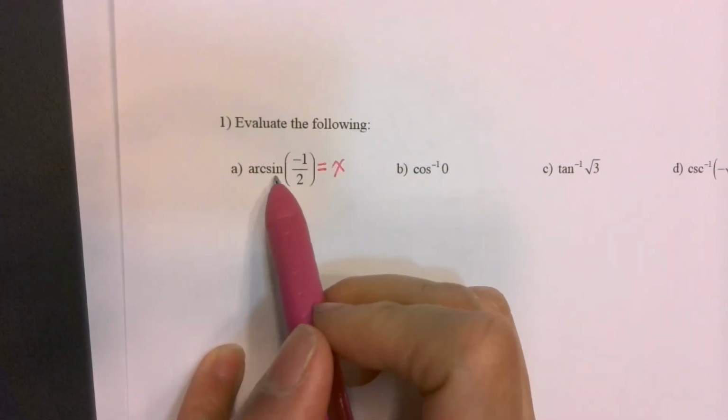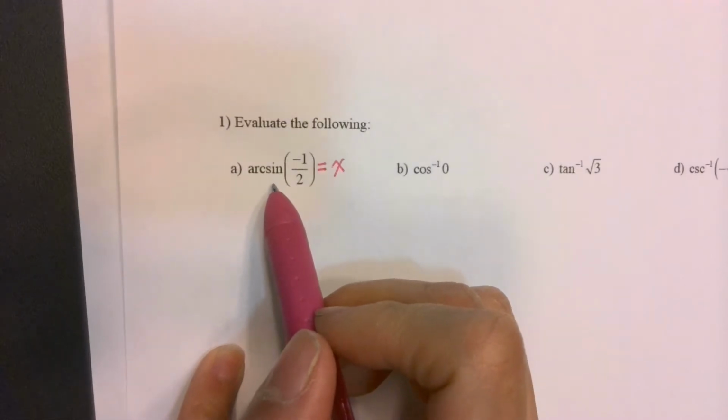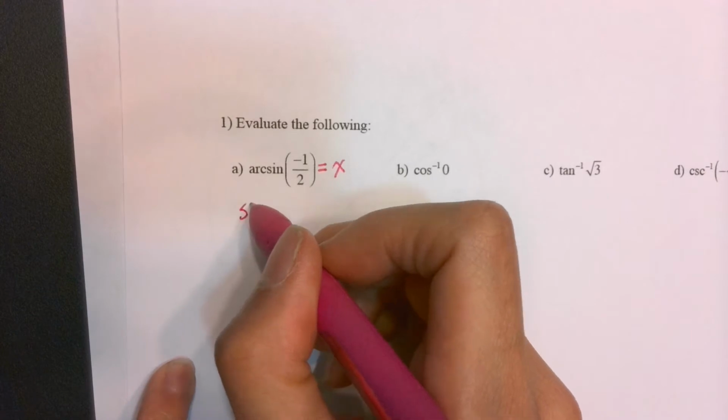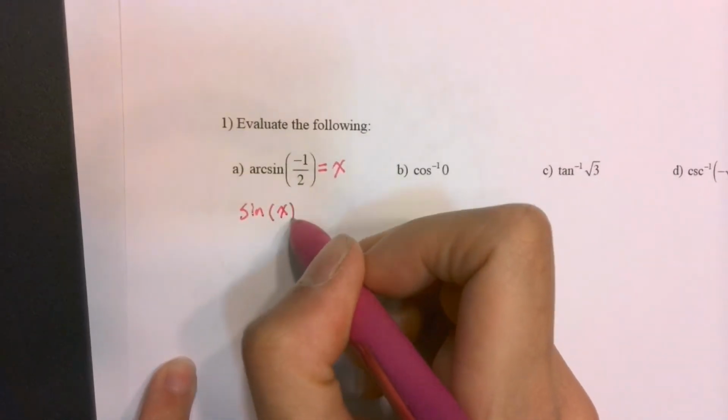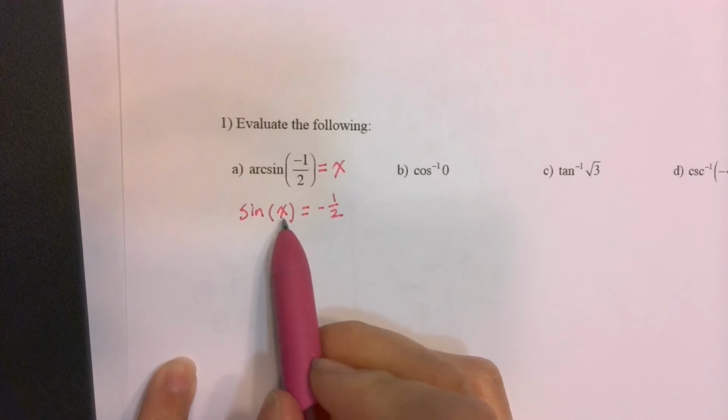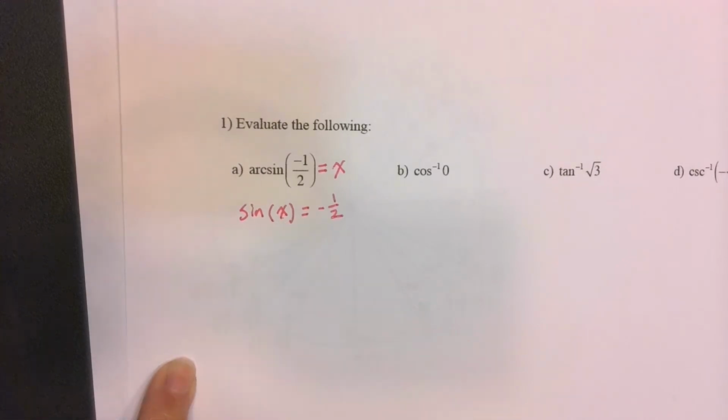All right, what does arc sine mean? That's an inverse of it. So what this problem is really asking you is: sine of x gives you a y value of -1/2. What is that angle? That's what it's asking.